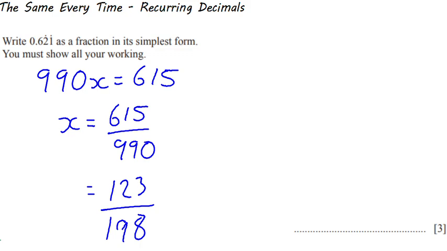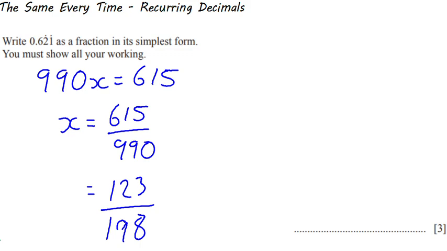Will they both divide by 3? Let's add the digits together. 1 plus 2 plus 3 makes 6. That's in the 3 times table, so 123 will divide by 3. 198, does that divide by 3? 1 plus 9 plus 8, that's going to be 18. That's a number in the 3 times table. So they will both, top and bottom, they will both divide by 3. Right, let's do that then.